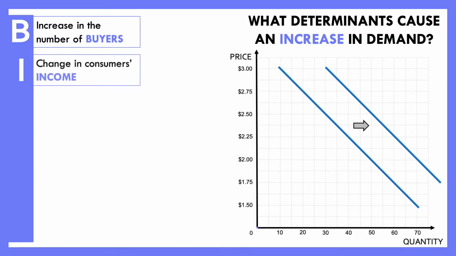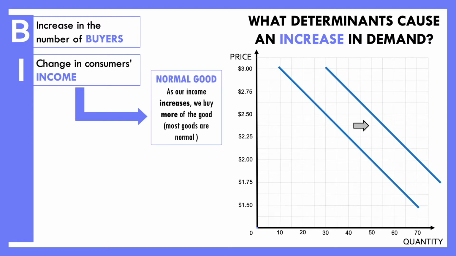The next one is a change in consumers' income. So if people start making more money, typically what we see is people want to buy more stuff. This is actually true for something we call a normal good. So a normal good just means as our income goes up, we buy more of it. And most things are normal goods. If my income goes up, I'm probably going to buy more steak dinners. Or if my income goes up, I'm going to buy more pairs of shoes, right? So as we make more money, the price of the thing doesn't have to change. We just now want more of it.